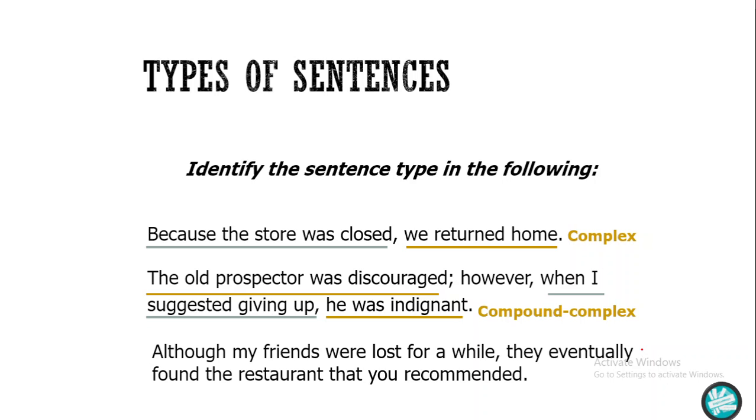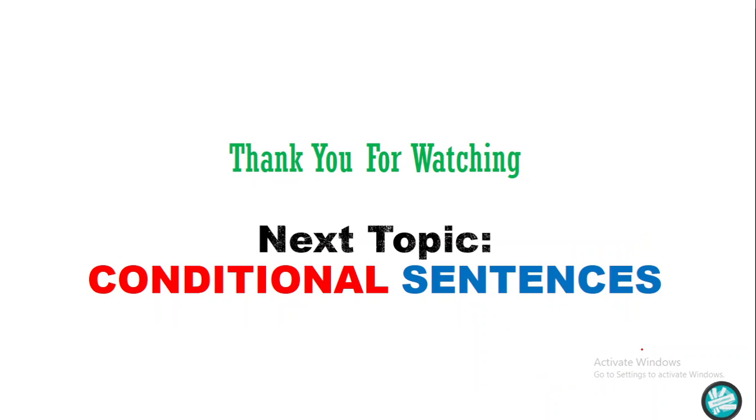Let's have a look at another sentence. Although my friends were lost for a while, they eventually found the restaurant that you recommended. Now that is a complex sentence. Why is it a complex sentence? Because they eventually found the restaurant is the main clause or the independent clause, and although my friends were lost for a while, that is the first subordinate clause, and that you recommended, that is the second subordinate clause. So two subordinate clauses and one main clause, that is basically a complex sentence.